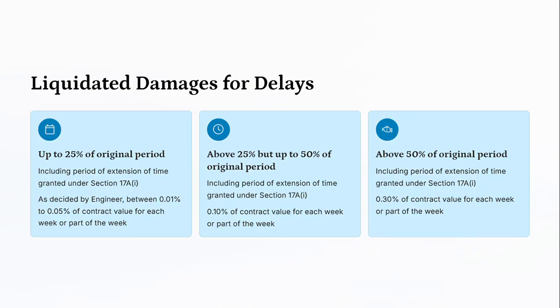About 25%, but up to 50% of original period, including period of extension of time granted under Section 17A: 0.10% of the contract value for each week or part of the week. Above 50% of original period, including period of extension of time granted under Section 17A: 0.30% of contract value for each week or part of the week.